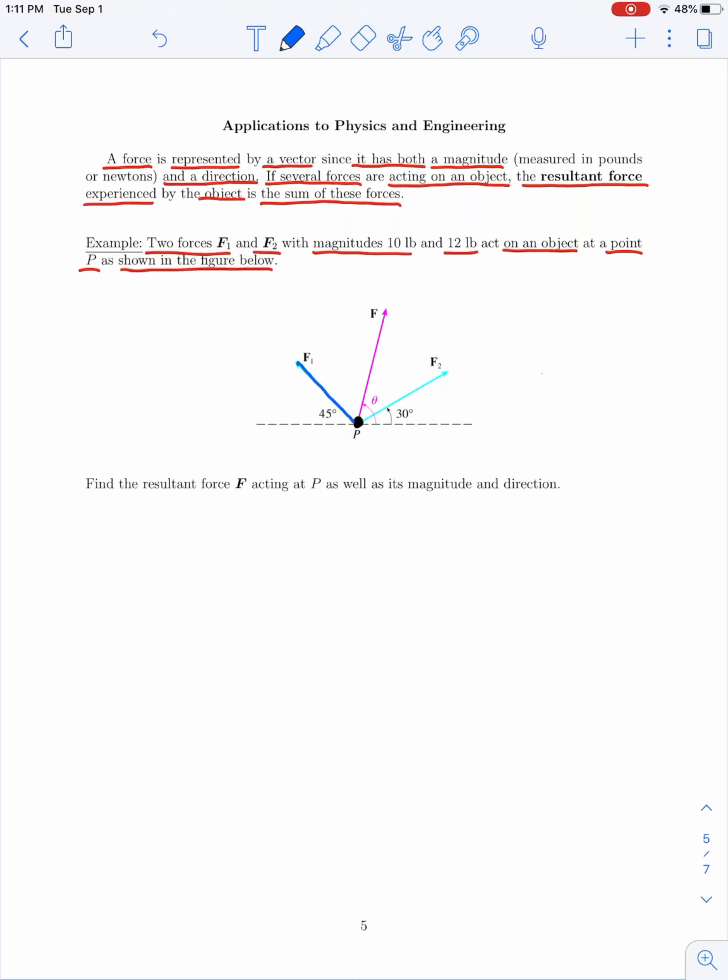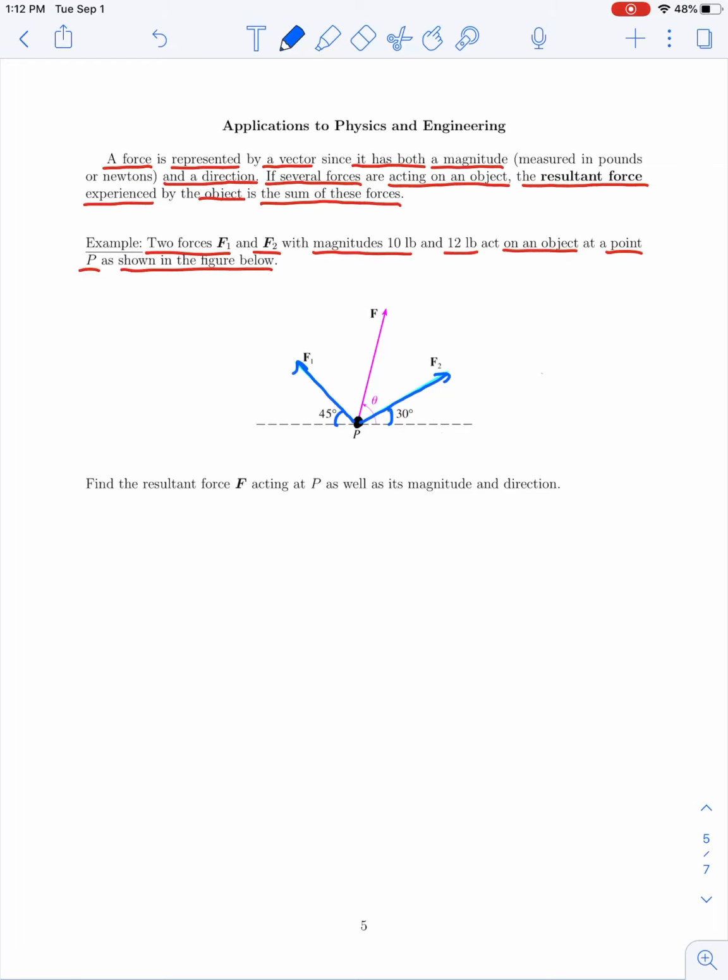The first force, F1, we're told has magnitude 10 pounds, and we can see that it forms an angle of 45 degrees upward from the horizontal. And we have a force F2, which is also acting on that object. We're told that force has a magnitude of 12 pounds, and we can see that it forms an angle of 30 degrees measured from the horizontal.